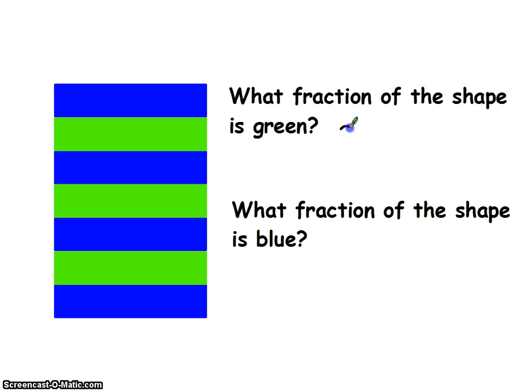If you said 3/7 of the shape is green, you'd be correct. We know the 7 talks about how many equal parts it's divided into, and the 3 tells me which parts we're talking about. What about the blues? What fraction of the shape is blue? If you said 4/7, you would be correct. Once again, we have 7 equal parts, and we're talking about 4 of those.